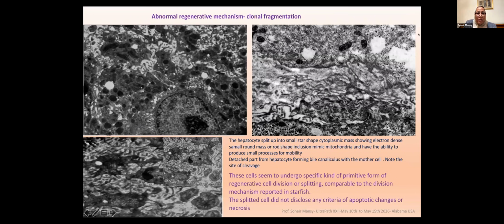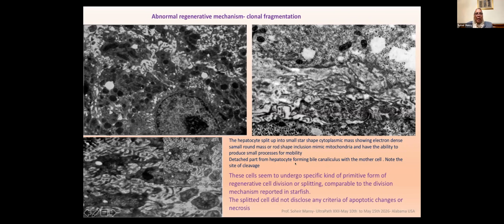One of the main important findings in this study is the observation of an abnormal regenerative mechanism. We call it clonal fragmentation. Here is a hepatocyte, which does not look apoptotic or necrotic, split into pieces, a star shape with round or rod-shaped electron-dense particles, with the presence of fibrils here and podocytes for mobility.